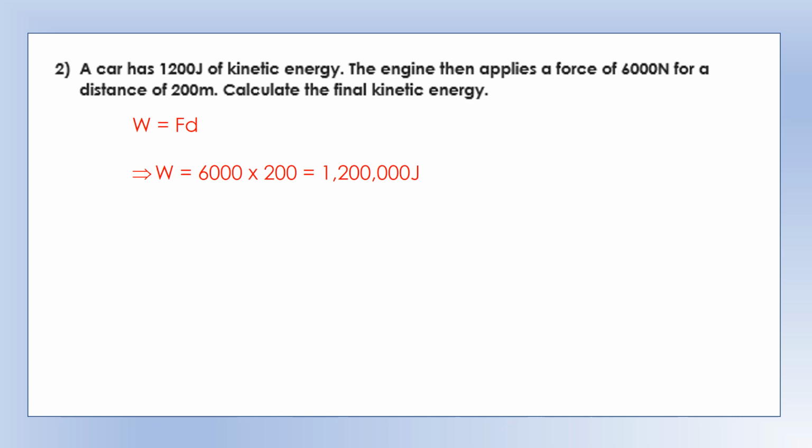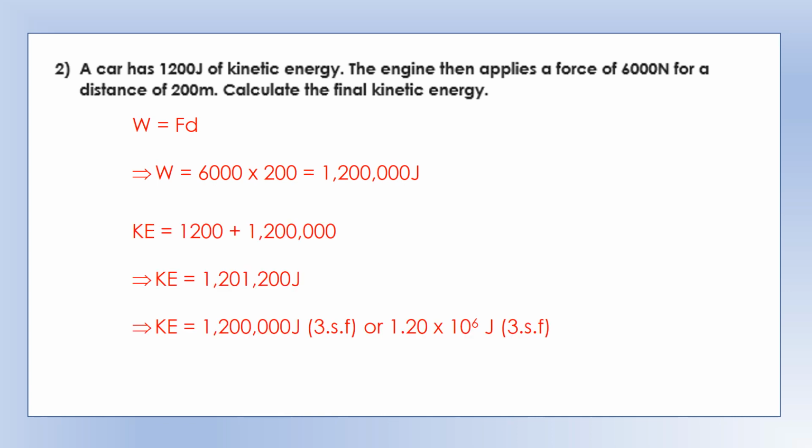All right, let's take a look. So first thing we're going to do is calculate how much work the engine has done. So it's going to be 6,000 times 200. An engine does work to increase the kinetic energy, so the final kinetic energy is going to be adding together those two energies. Then, once we've got our final answer, we're going to round it to an appropriate number of significant figures. So if we look in our question, 1,200 is 2 significant figures, 6,000 is 1, 200 is 1, so I'm going to give the answer to 3 significant figures in either of those two forms you can see there.